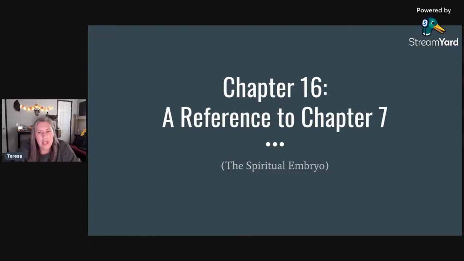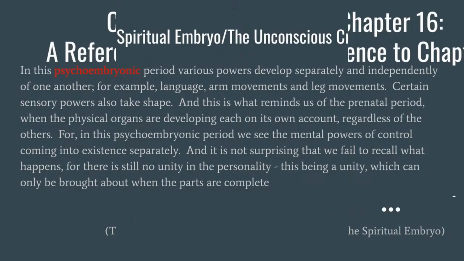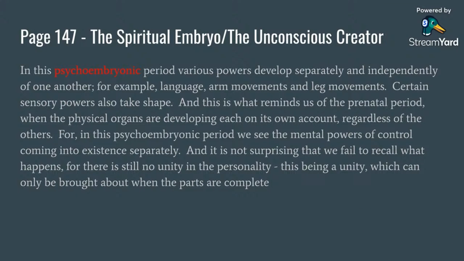So in chapter 16, we're going to talk a lot about the spiritual embryo again. Now, we went over the spiritual embryo in chapter 7, so if you want to reread that, go back to chapter 7 and give yourself a reminder on what the spiritual embryo is. But don't worry, I am going to give some definitions during this video, so you won't be totally lost if you don't remember. So let's jump into chapter 16, which for me starts on page 147. She starts talking about that spiritual embryo. She starts talking about the unconscious creator.